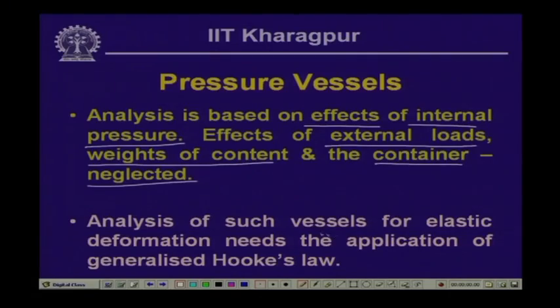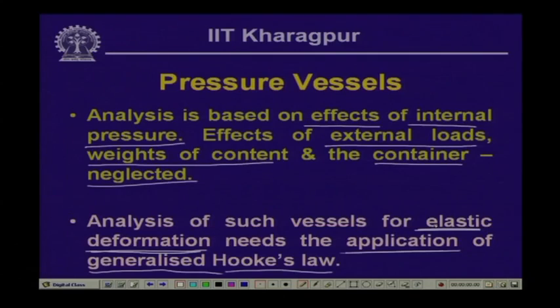Also, when we try to compute the elastic deformation of such containers, this needs the application of generalized Hooke's law. We have seen this, where we compute the strains in terms of stresses in a generalized Hooke's law form, where epsilon x is sigma x by E minus mu times sigma y by E minus mu times sigma z by E, and so on. So, we apply these generalized Hooke's laws for analyzing strains and thereby the deformation in the pressure vessels.